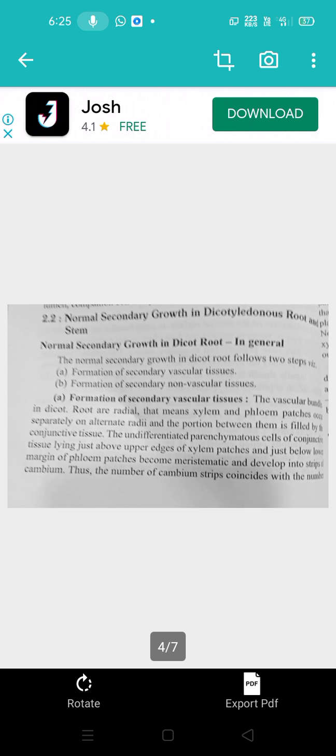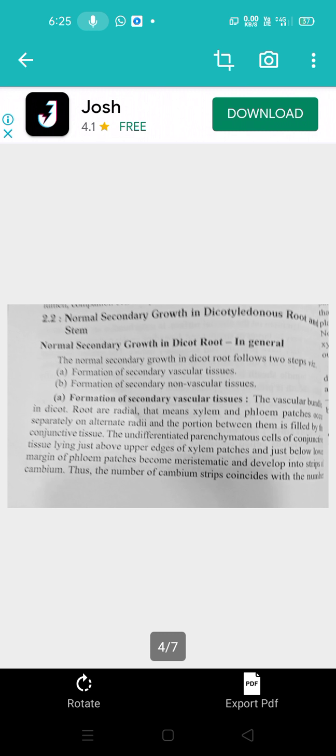But how does the secondary tissue take place? Which tissues are developed during secondary growth? We will study the detail. The first one is the normal secondary growth in dicot root.